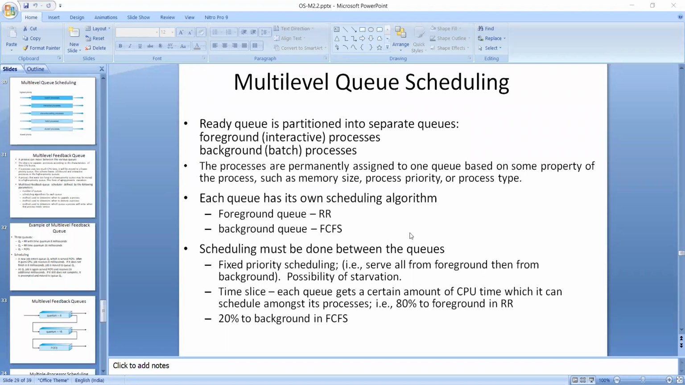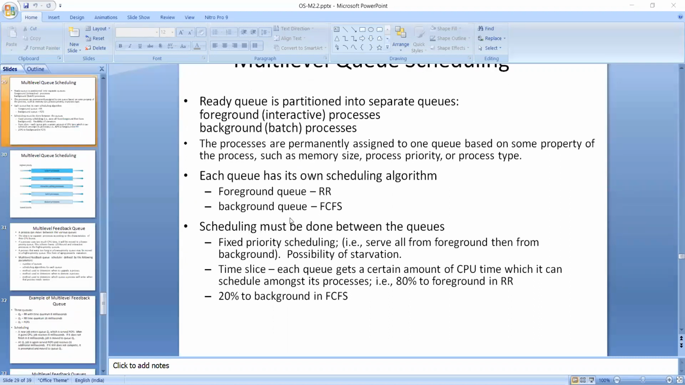How we partition the processes depends on the properties of the processes. Here we are just assuming that the foreground queue is scheduled in round robin fashion, and the background queue is scheduled in first come first serve manner. We'll see this with a diagram.